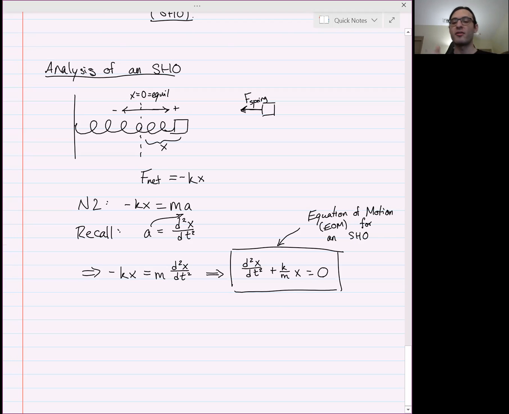But any time you have the second derivative of something plus a number times that something equals 0, that means it's a simple harmonic oscillator. Always. This is in fact how we define a simple harmonic oscillator: something that obeys an equation that looks like this.